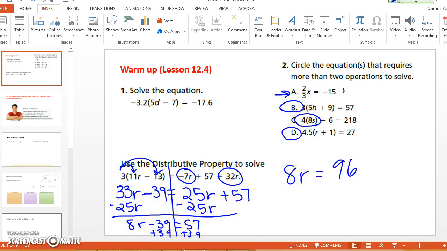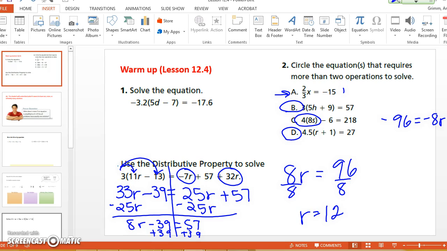Or some of you, if you did it differently, you might have this. You might have negative 96 equals negative 8r if you did it a different way. And then you divide both sides by 8. And r equals 12. Okay, specific questions on that one? Somewhere that you got thrown.